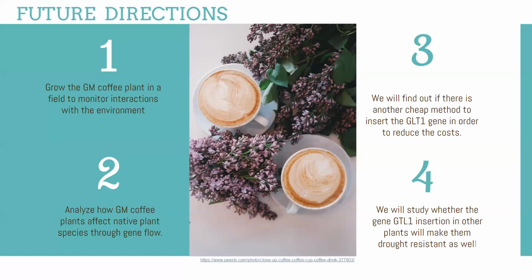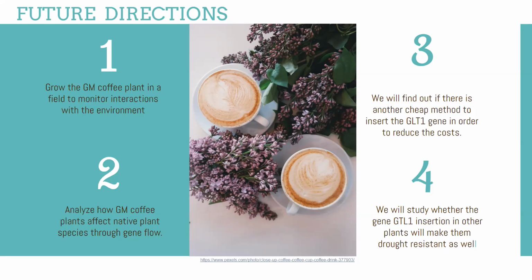There are many directions that our project could go. Some ideas are, in order to combat a hesitant customer base, we could monitor the interactions with the environment in order to prove that a genetically modified coffee plant is a good idea all around. It'll protect against the water shortage, it'll protect future farmers. For a second idea, we could analyze how genetically modified coffee plants affect native species through gene flow. This is more of an idea to protect the future direction that coffee is going. We obviously don't want all of our coffee to be only genetically modified. We would still like for some natural plants to be growing.